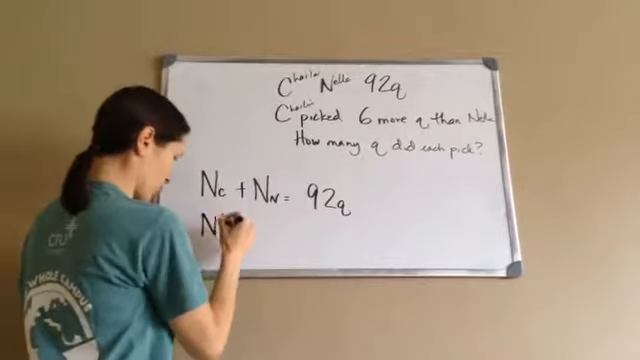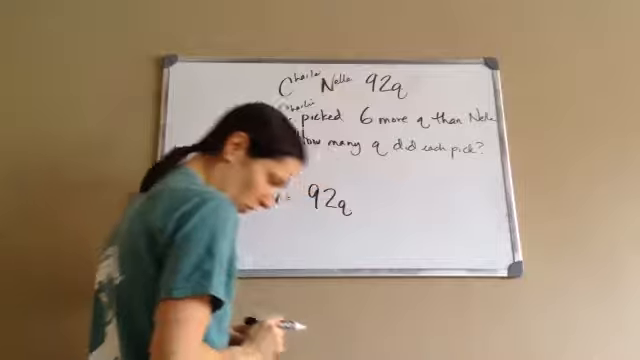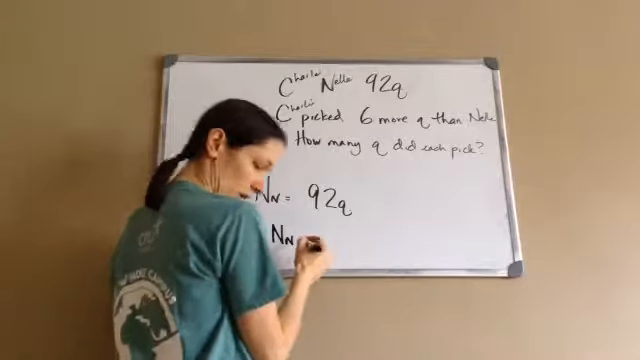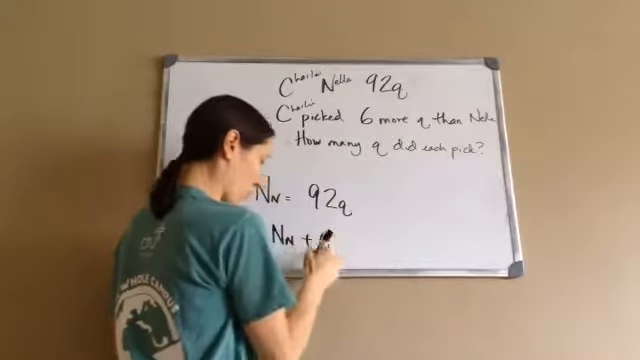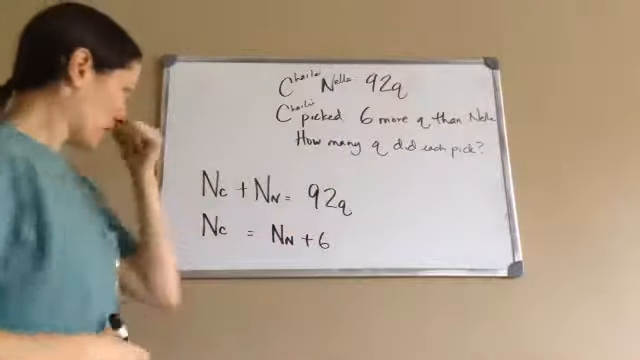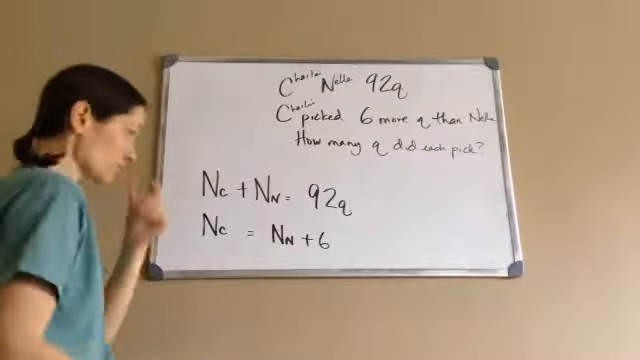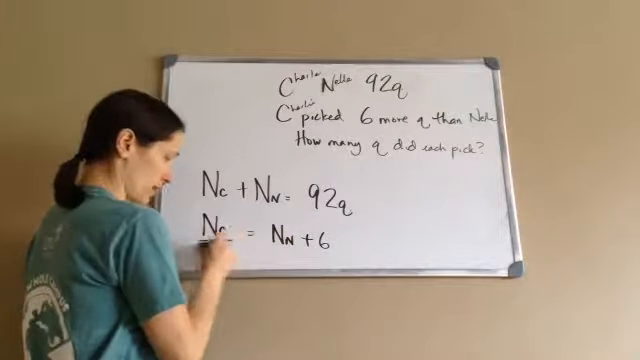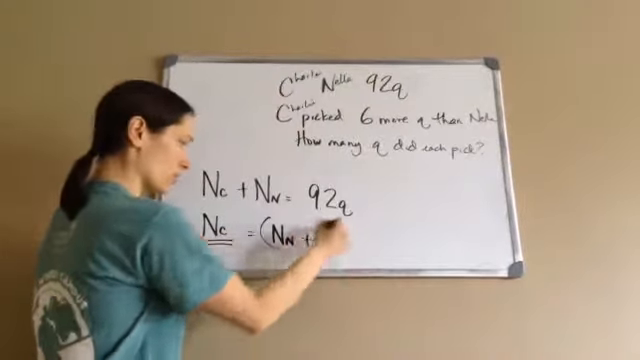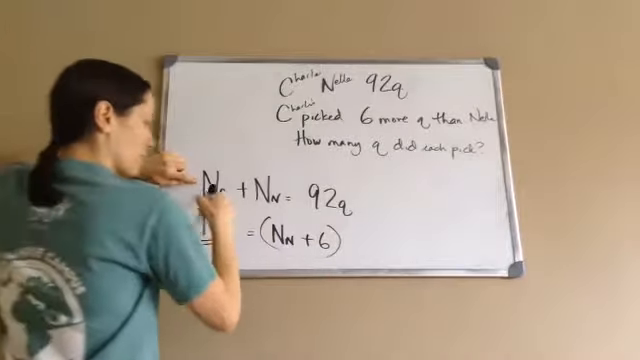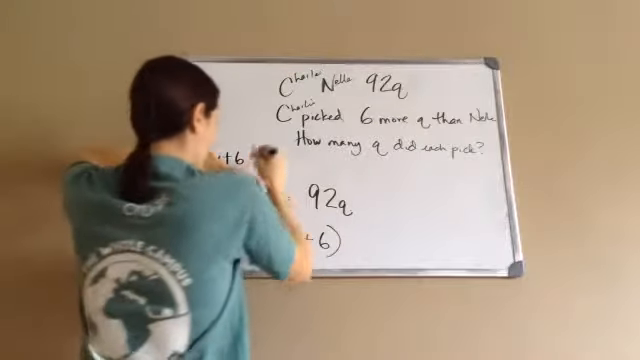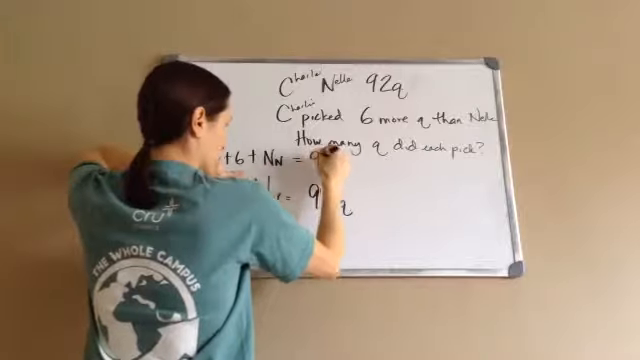And then this next one says: if Charles picked 6 more quarts than Nellie. So let's talk about Charles. Okay? So if Nellie had an amount and Charlie's was 6 more than Nellie's, then this is what Charlie had. So these are our 2 equations that we needed to come up with. Now, I'm going to use the substitution method since we already know what NC equals. So I take what NC equals and put it where it says NC. So NN plus 6, plus NN equals 92.